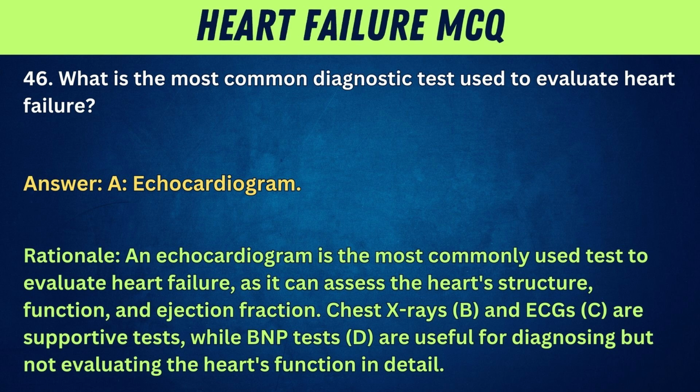Chest X-rays, B, and ECGs, C, are supportive tests, while BNP tests, D, are useful for diagnosing but not evaluating the heart's function in detail.